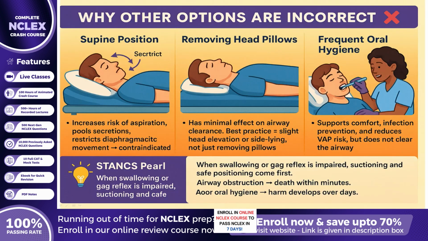Looking at the first incorrect option, keeping the client supine actually increases the risk of aspiration because secretions tend to pool in the posterior pharynx. It also restricts diaphragmatic movement, making ventilation less effective. Evidence-based care supports side-lying or semi-Fowler's positioning instead, so supine is contraindicated. Moving on to the second option, simply removing all head pillows does not significantly contribute to airway clearance. While positioning is important, removing pillows alone does not prevent secretion buildup or aspiration. Optimal practice is maintaining the head slightly elevated or turned to the side.